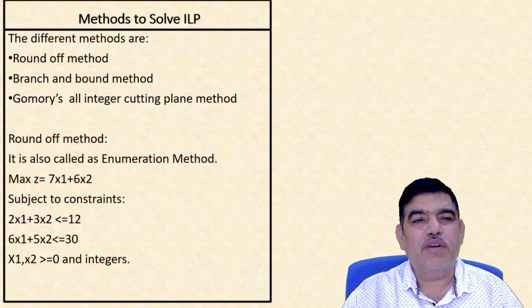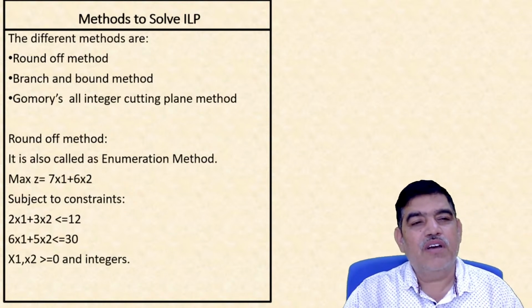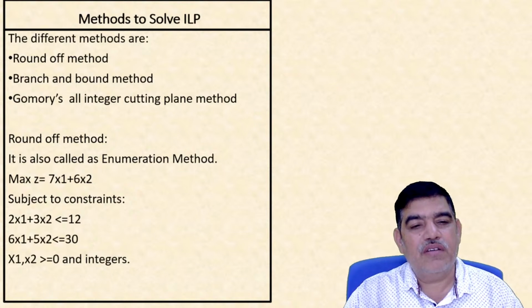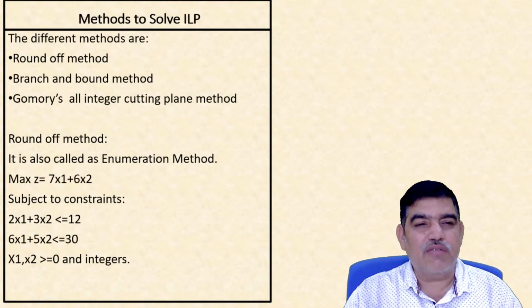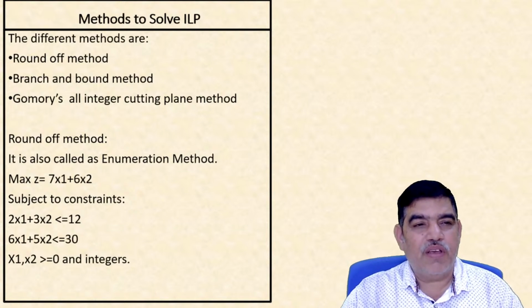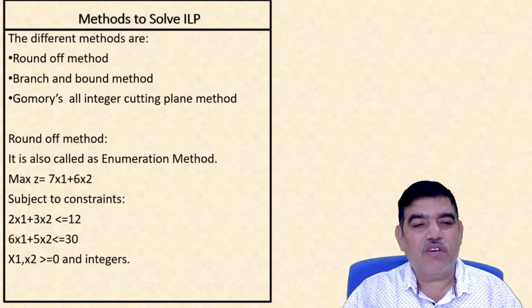So there are different methods. I am mentioning here the round off method, which is also called the enumeration method. Second one is the branch and bound method. And the third one is Gomory's all integer cutting plane method. So these are the three methods basically implemented to solve the integer linear programming problem. First of all, I am writing here the round off method, also called the enumeration method.